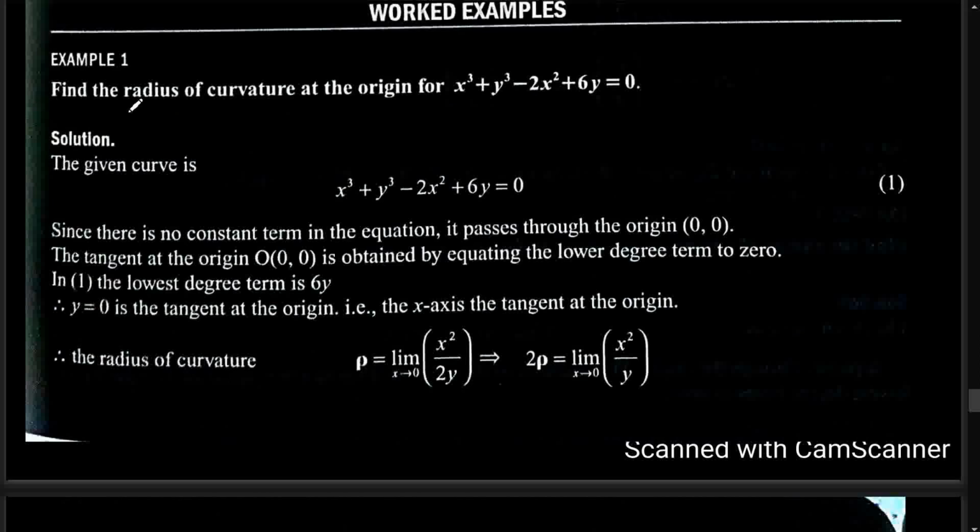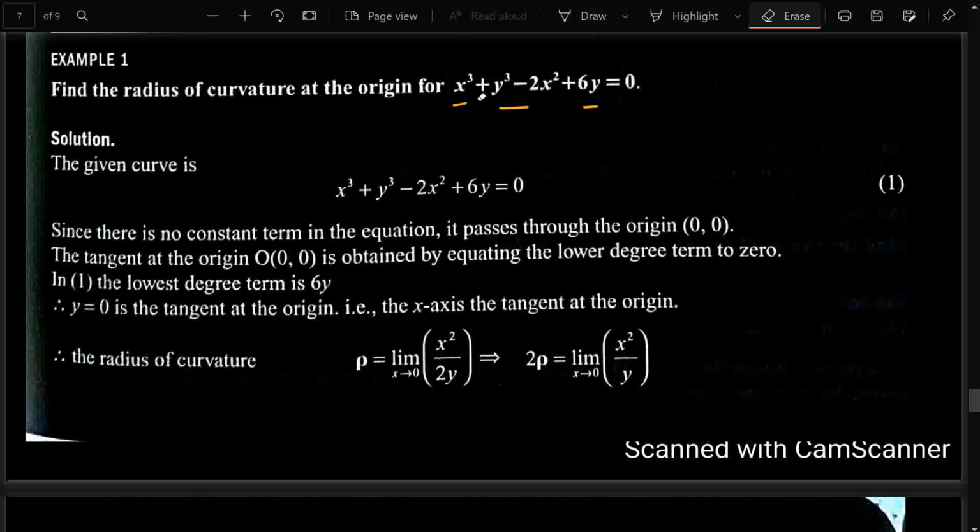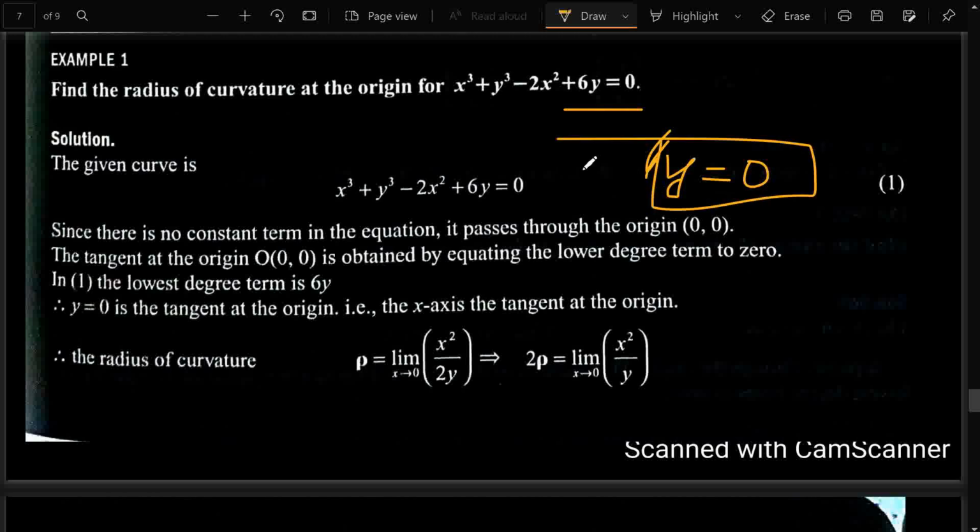So what's the problem? Find the radius of curvature at origin for x cube plus y cube plus 2x square plus 6y is equal to 0. So now we are going to find the radius of curvature at origin for this curve. If you see here, what is the lowest degree term? This is third degree, this is also third degree, this is second degree, but this is a single degree. So we are going to equate this lowest degree term to 0. 6y is equal to 0, so 6 goes there, so it's nothing but y is equal to 0.